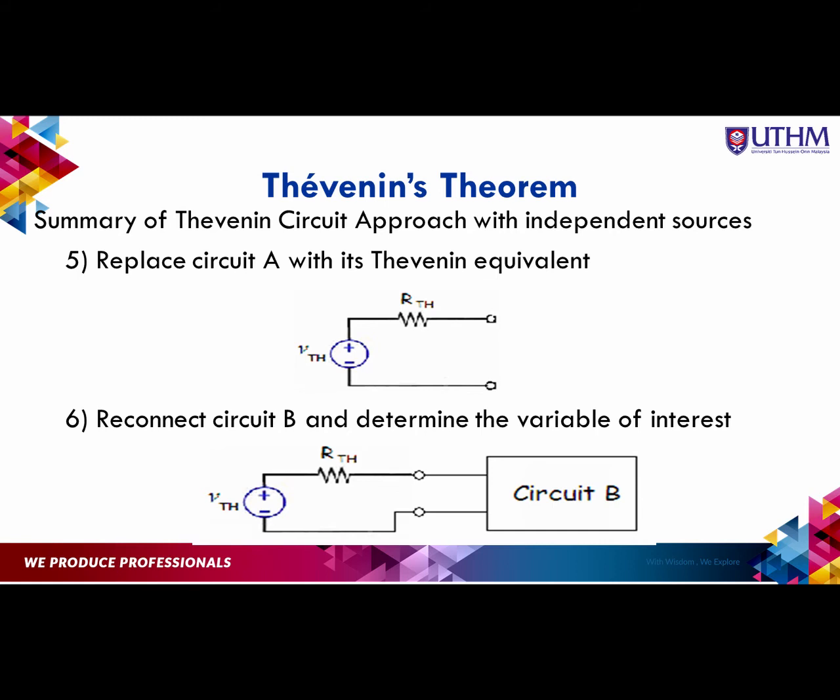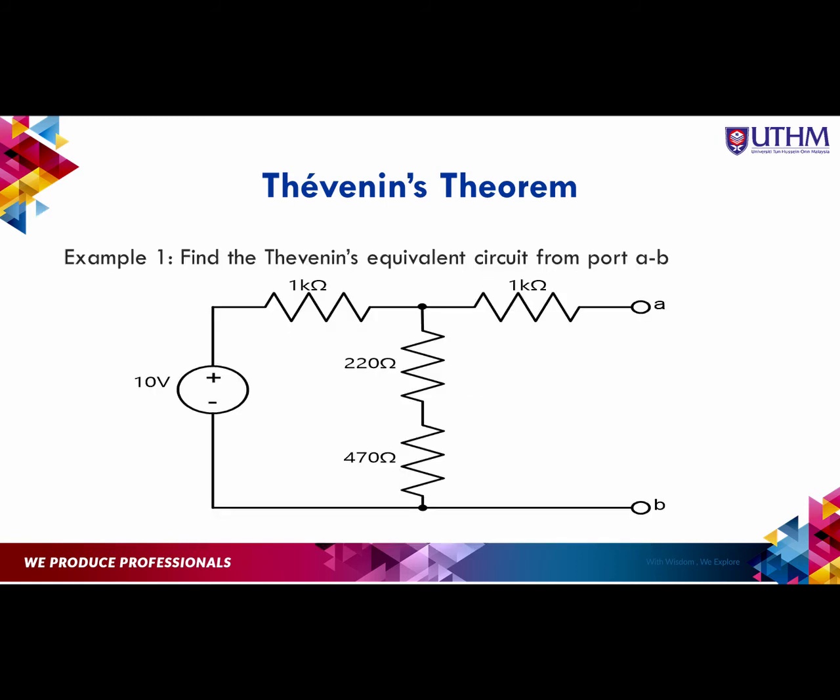Next, we will take a look at two examples on how to implement Thevenin's theorem in circuit theory. In this first example, the circuit is already given in the form of circuit A only, so students don't have to determine which part is circuit A and circuit B. All you need to do is straight away determine the Thevenin voltage and Thevenin resistance of the circuit from the point of view of port A and B.